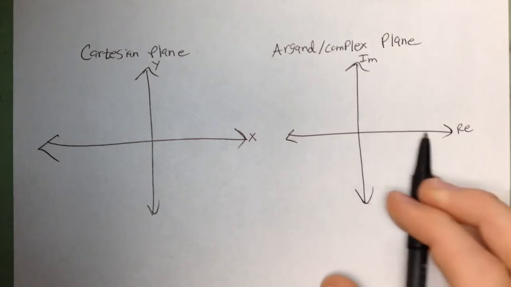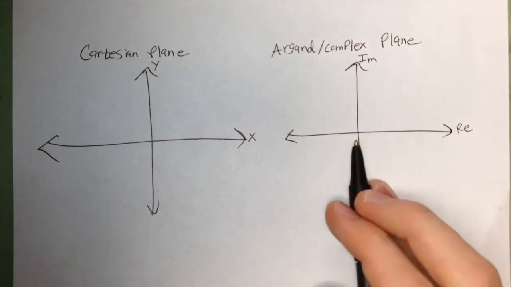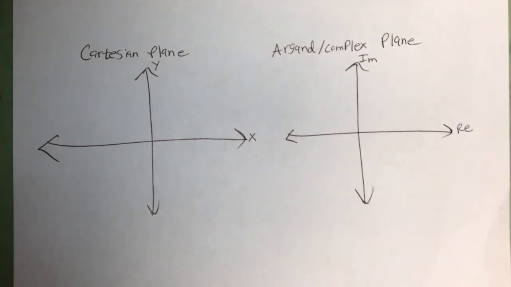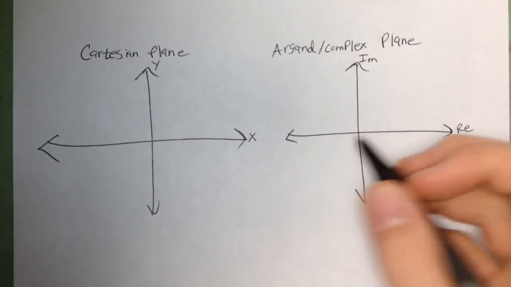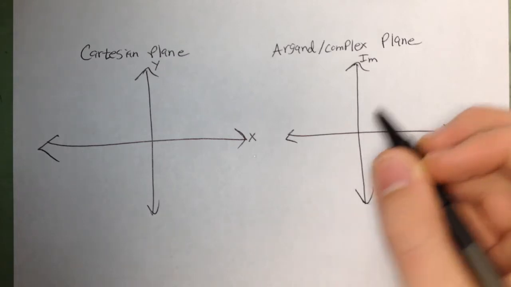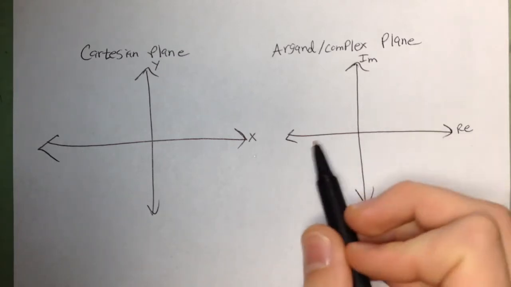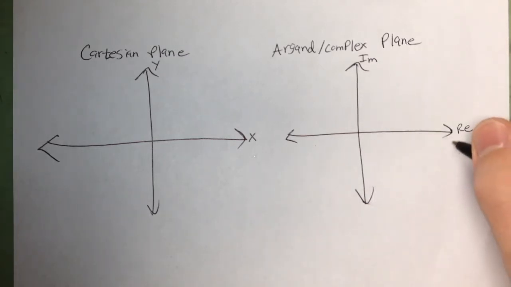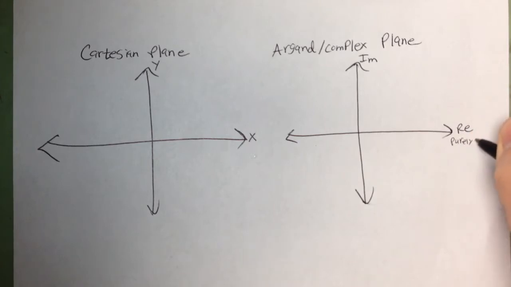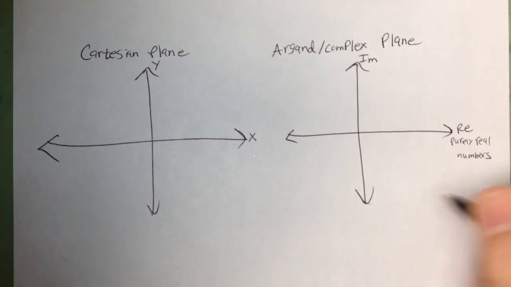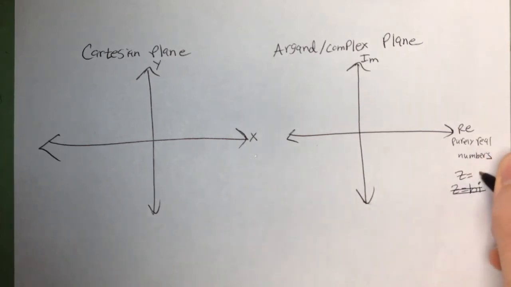So instead of going over x units, you go over whatever the real part of the complex number is, and then you go up the imaginary number of units. And so anything that doesn't have an imaginary component that stays on this line is a purely real number. And so that would be anything in the form z equals a.